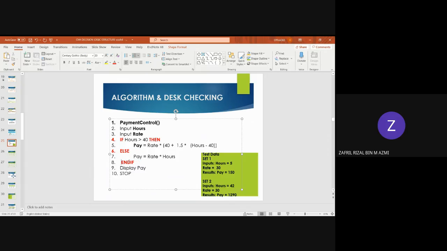This is the most accurate one. So this indent, this one indent. So this is the same level. This is the same level.